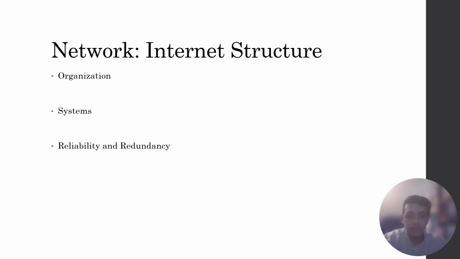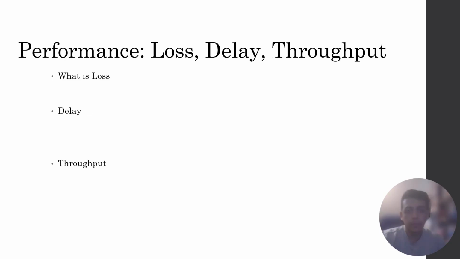And then for redundancy and reliability, the internet structure includes multiple pathways for the data, so if one route fails, traffic can then be rerouted automatically. This redundancy is crucial for maintaining continuous connectivity and minimizing the risk of outages.